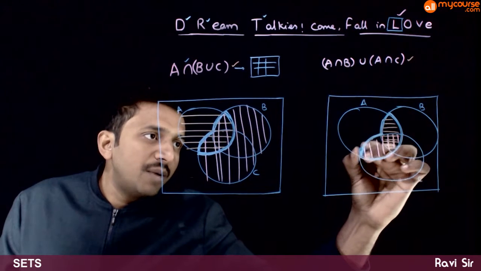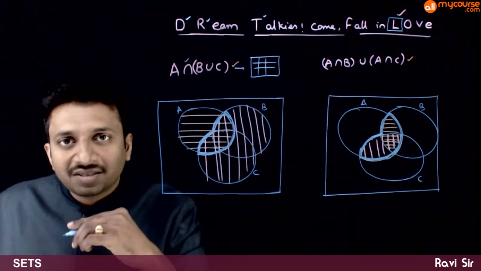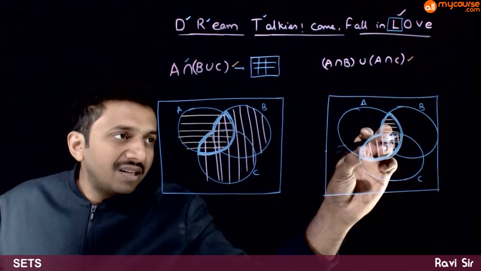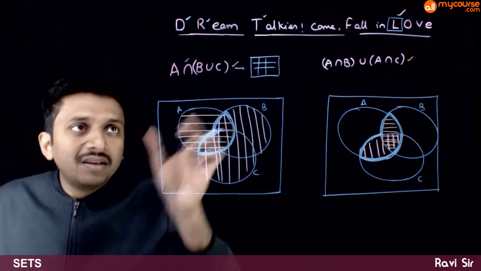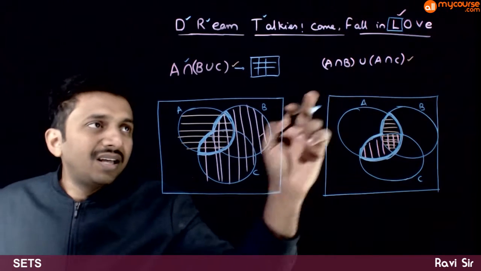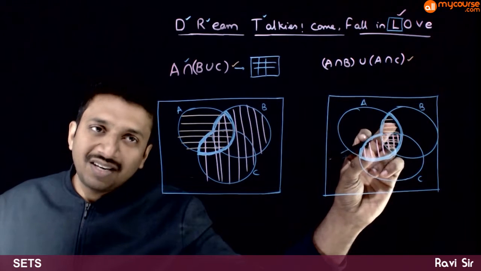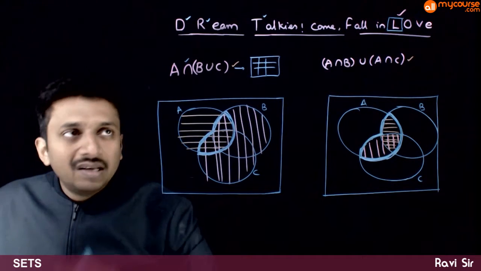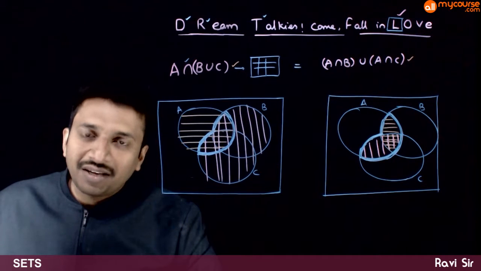So in union you get both of them. That's the region corresponding to both these areas. So do you see that this region and this region are exactly same? Yes. Hence A intersection (B union C) is exactly same as (A intersection B) union (A intersection C). This region is exactly same as this region. So this is how you prove distributive law using Venn diagrams.